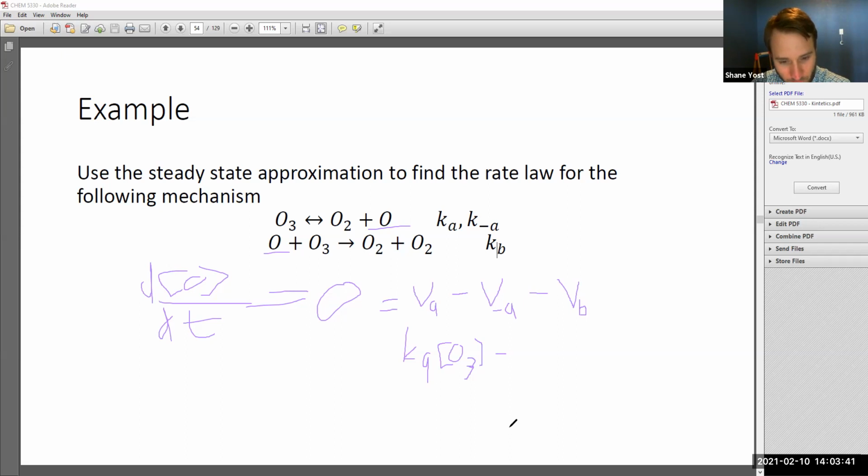Okay. So, any questions about that? I know I didn't finish writing things out here, but are there any questions about the steady state approximation?